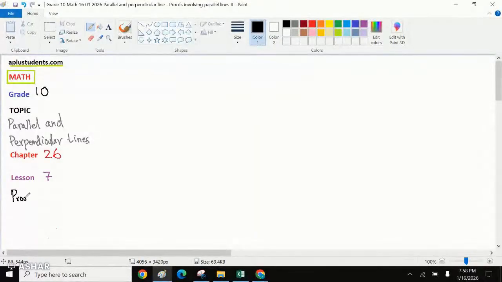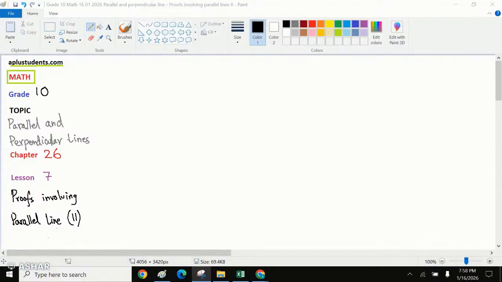Proofs involving parallel lines. And this is the continuation, the second. Okay, so once we are in grade 10s, we have logged into the website. We are in grade 10s, chapter number 26 and lesson number 7.